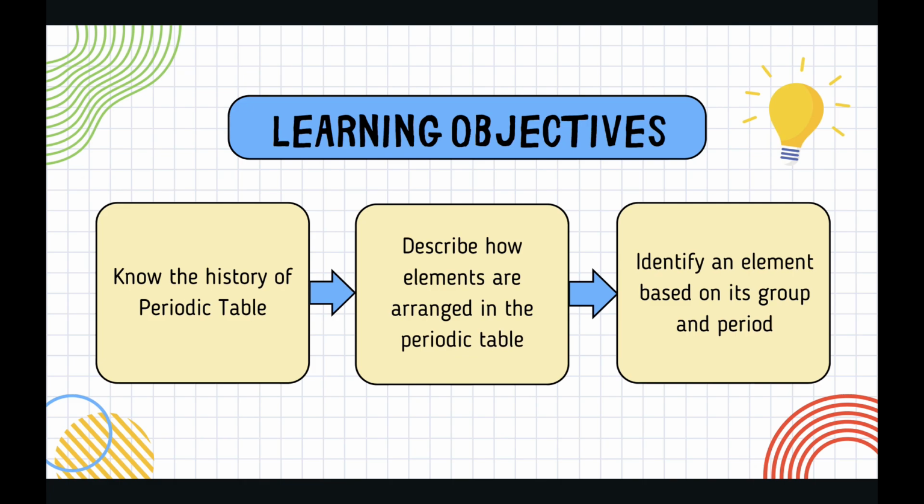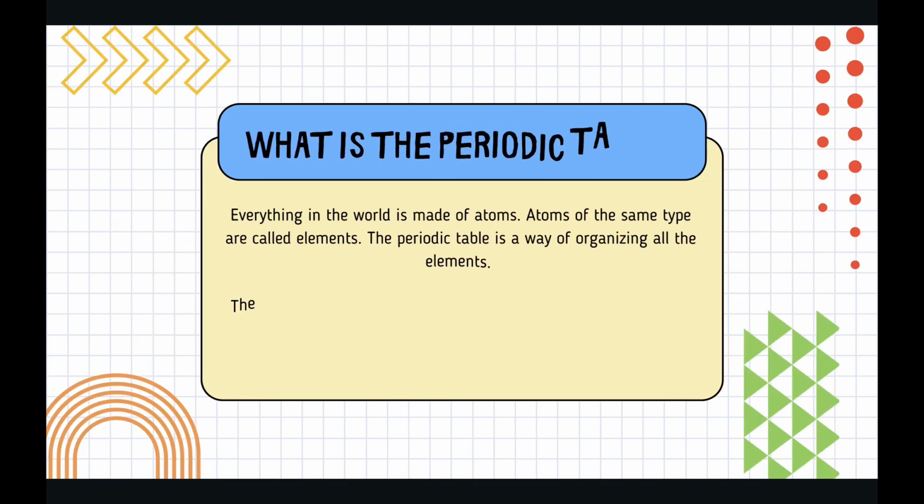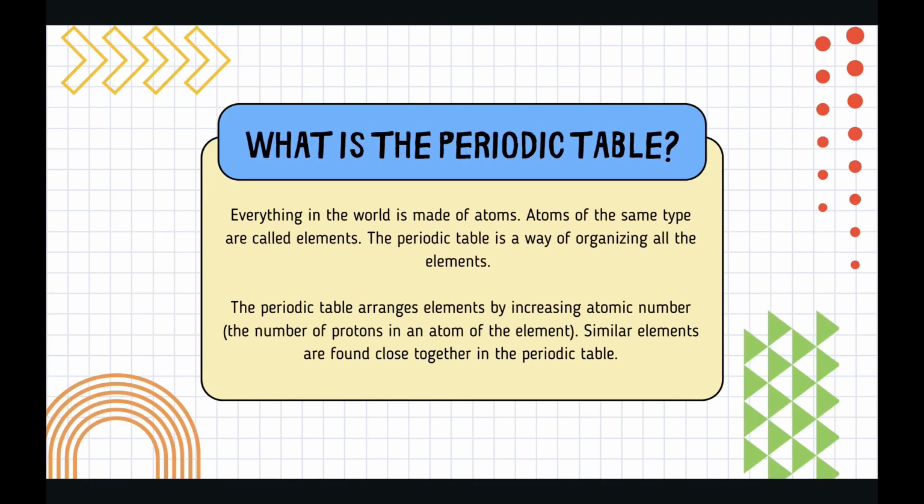Today we are going to talk about the periodic table. In this video, you're going to learn about the history of the periodic table. You're going to learn about what a periodic table is and how the elements are arranged in it. And you'll be able to identify the elements based on the group and period. So let's dive deep. So what is a periodic table?